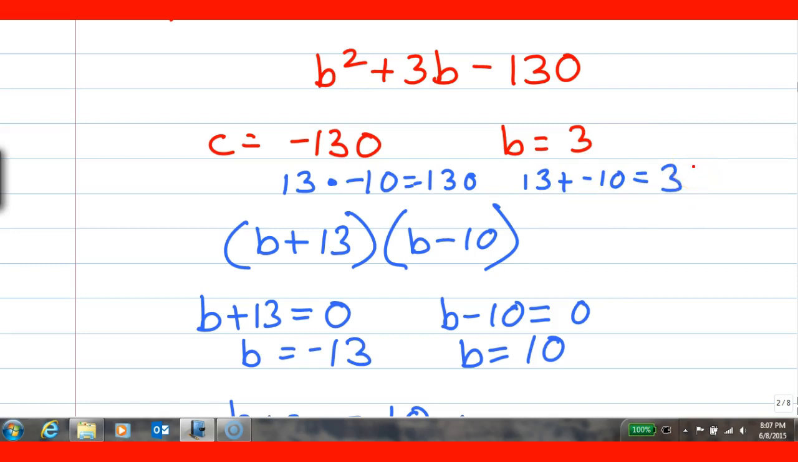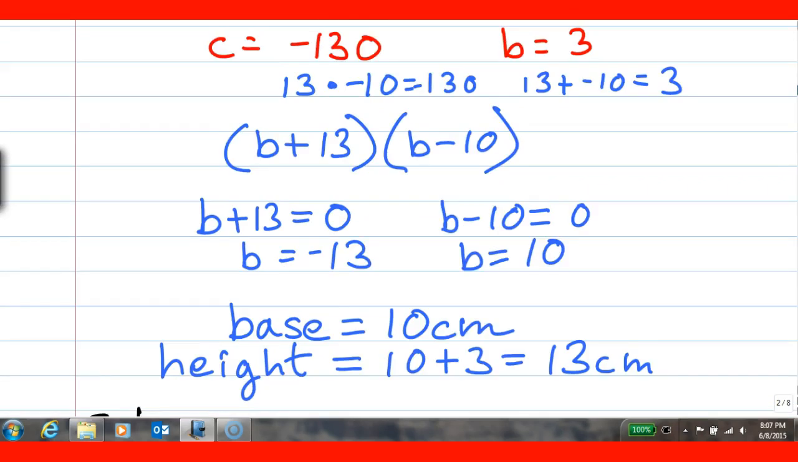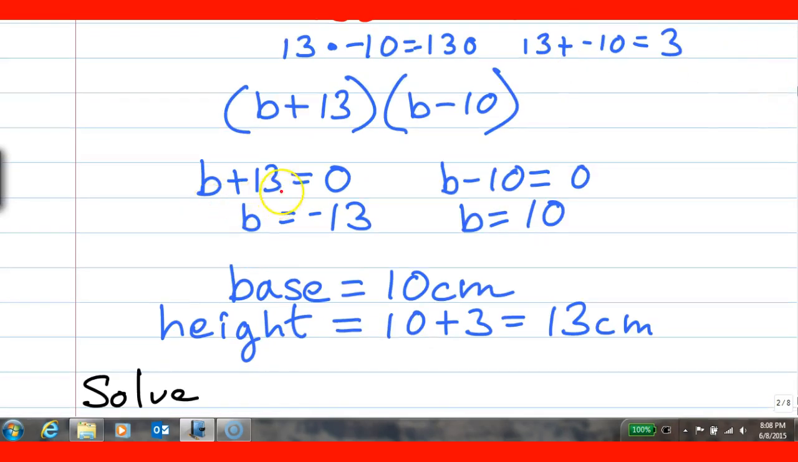Now that I have that, I can set up my problem. I set up my parentheses and I break my variable from the front position apart into two pieces. So I have a b and a b, and then I plug in these terms, so b plus 13 and b minus 10. Now I'm ready to solve this problem. I'm going to set each of these equal to 0, so b plus 13 equals 0, and b minus 10 equals 0. And I'm going to solve.